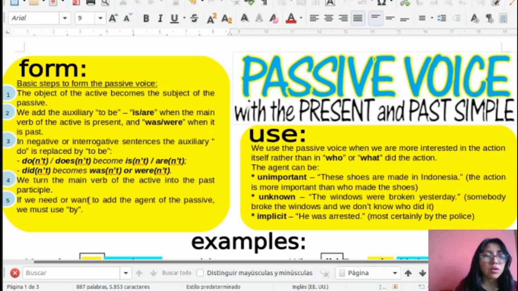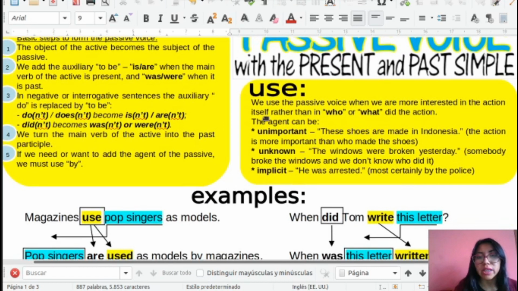If we need or want to add the agent of the passive, we must use by, okay? By you are going to use in order to add the agent. For example, the book was written by my mother, okay? By my mother is my agent. It could be an example. We are going to check that.